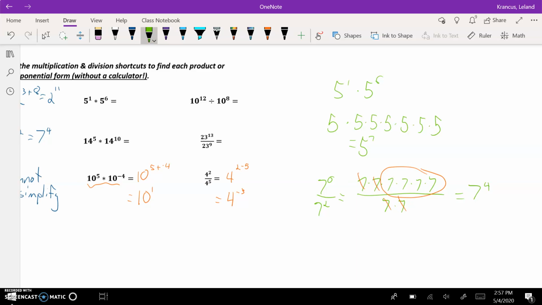So if you think about it, if you don't have the same base, that explains why you can't use one of these shortcuts, because there aren't like factors to cancel out when you're dividing. There aren't like bases to combine when you're multiplying.